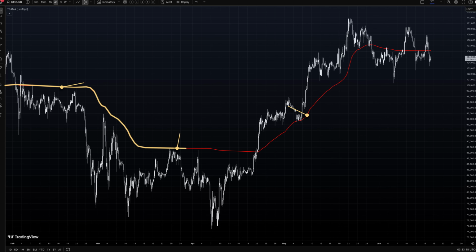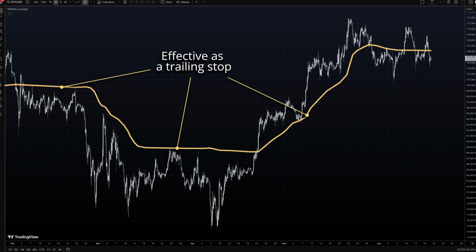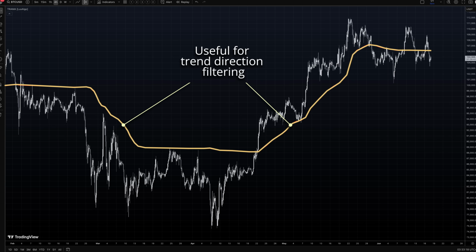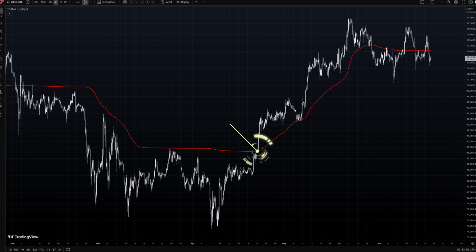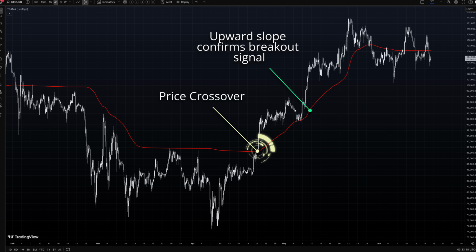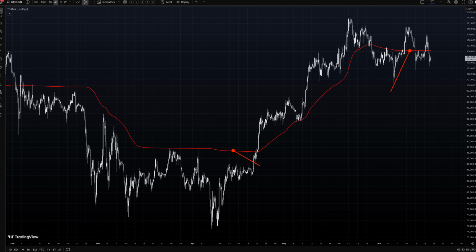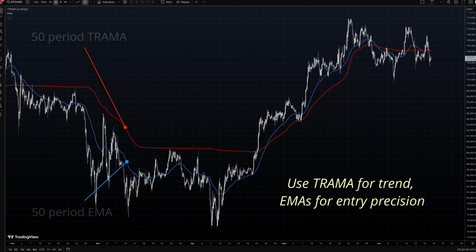For strategy use, it suits trailing stop frameworks or as a dynamic trend filter. For example, a crossover of price above TRAUMA might be treated as a signal only if the TRAUMA line has an upward slope, avoiding early entries in ranging conditions. Alternatively, combining TRAUMA with faster EMAs or volatility filters can help refine entries during acceleration phases.